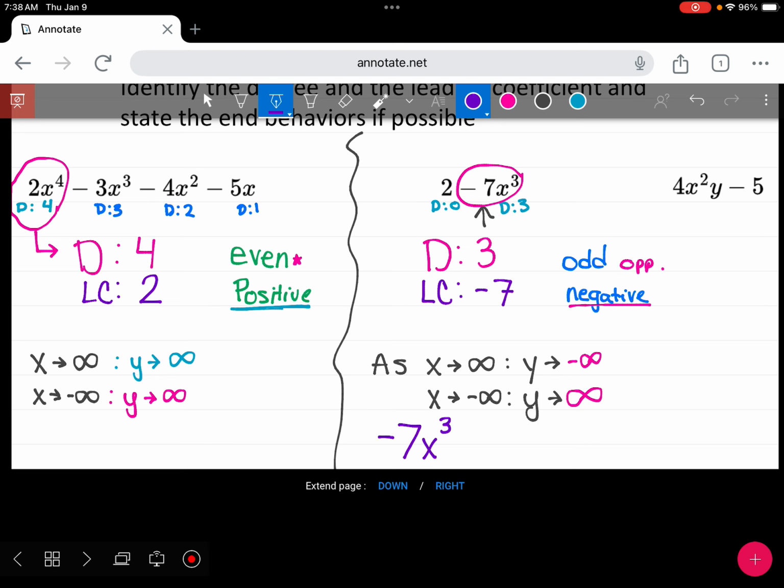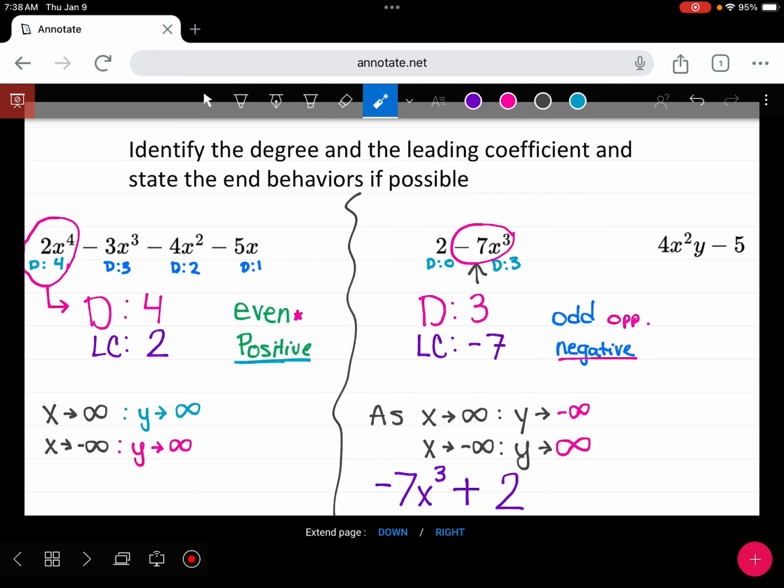But if I just take him and pull him to the front, what's going to be between the 7x cubed and the 2? Plus. It's a positive 2. So when we're putting things in standard form, if there's subtraction signs there, it's super important that it is a minus 7x cubed. It's not going to be 7x cubed minus 2. That would be the most common mistake, that we just flop the two terms and keep the minus sign in between. We will practice more with standard form on the next page. We're going to practice that a couple of times. Questions on that one? Okay.